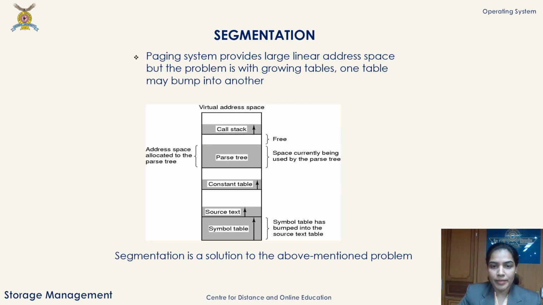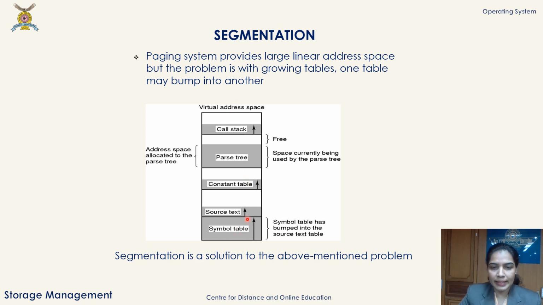Until now, we have discussed the concept of paging. To implement the virtual memory concept, we have two techniques, paging and segmentation. In this slide, we'll discuss segmentation. A paging system provides a large linear address space, but it can face the problem of growing tables, because one table may bump into another.